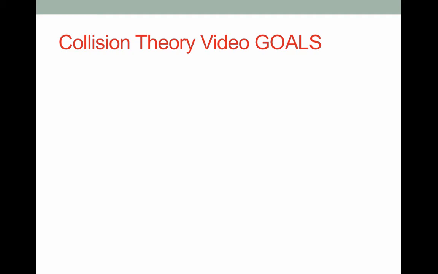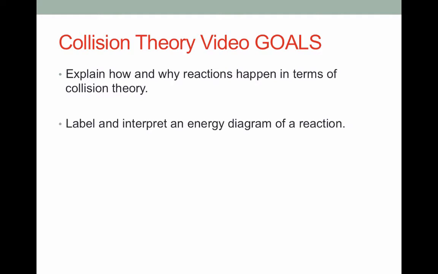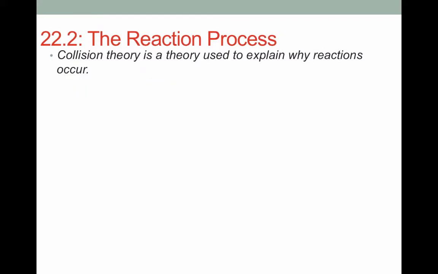Welcome to Unit 14, Video 3, Collision Theory. By the end of this video, you should be able to explain how and why reactions happen in terms of collision theory. You should be able to label and interpret an energy diagram of a reaction. And you should be able to explain why certain factors speed up the rate of a reaction in terms of collision theory. Collision theory is a theory used to explain why a reaction will occur.